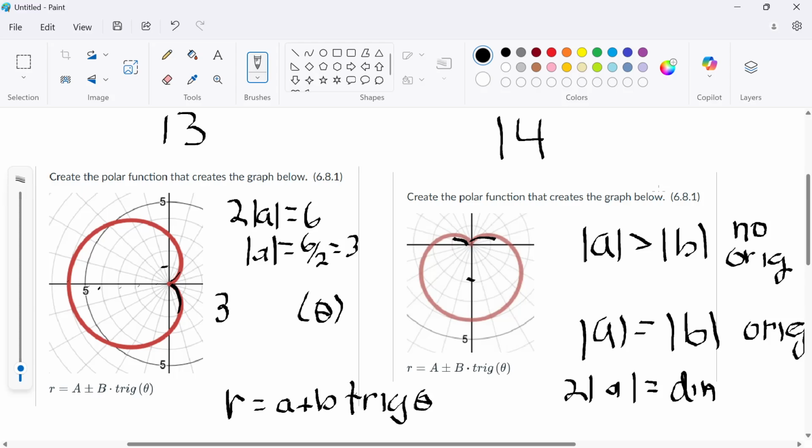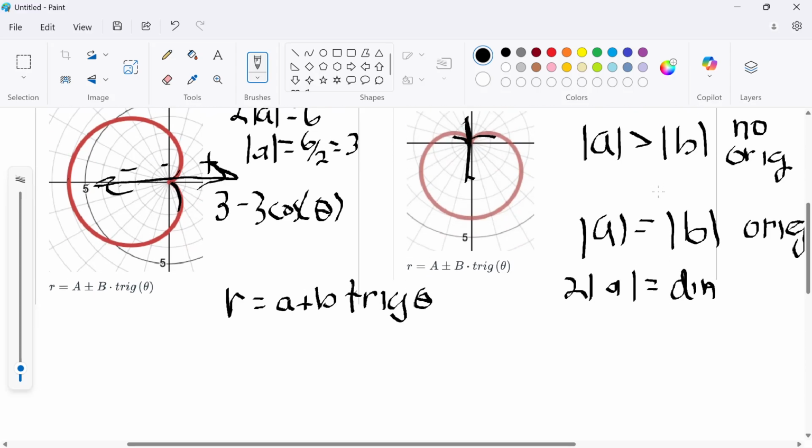All right, is it plus or minus? Well, cosine would be left or right. Positive is to the right, negative is to the left. So this is 3 minus 3 cosine, because remember, the B is the same as the A. And now this one, sine is up and down.